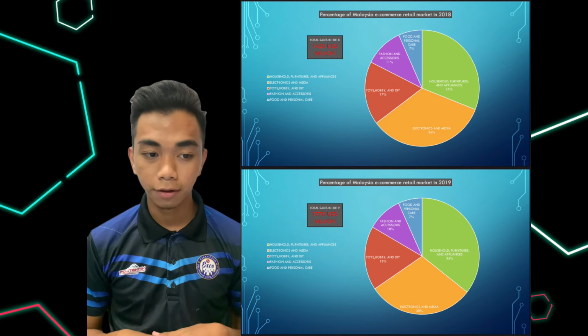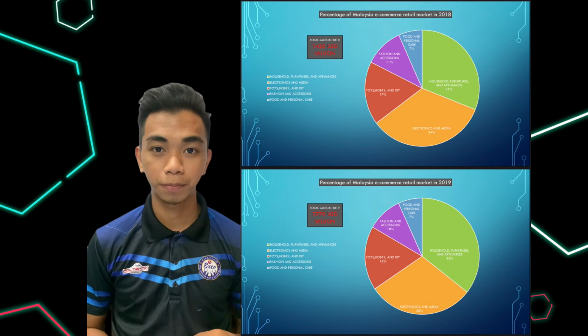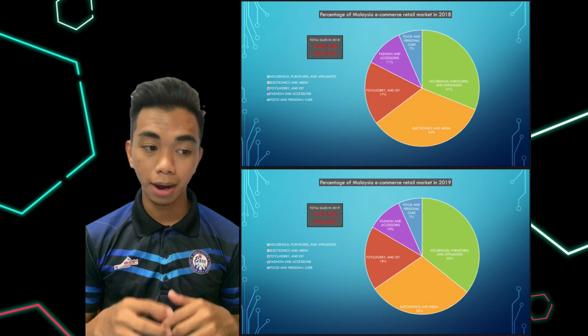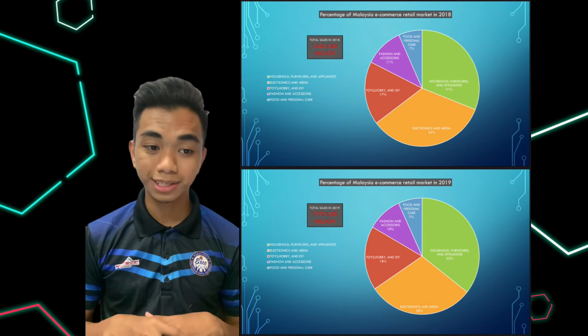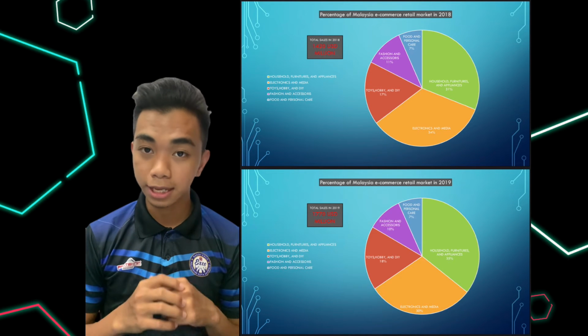Lastly, for the blue part, that is food and personal care. The percentage of food and personal care by total sales did not change from 2018 to 2019, with only 7%. So that's all from me.